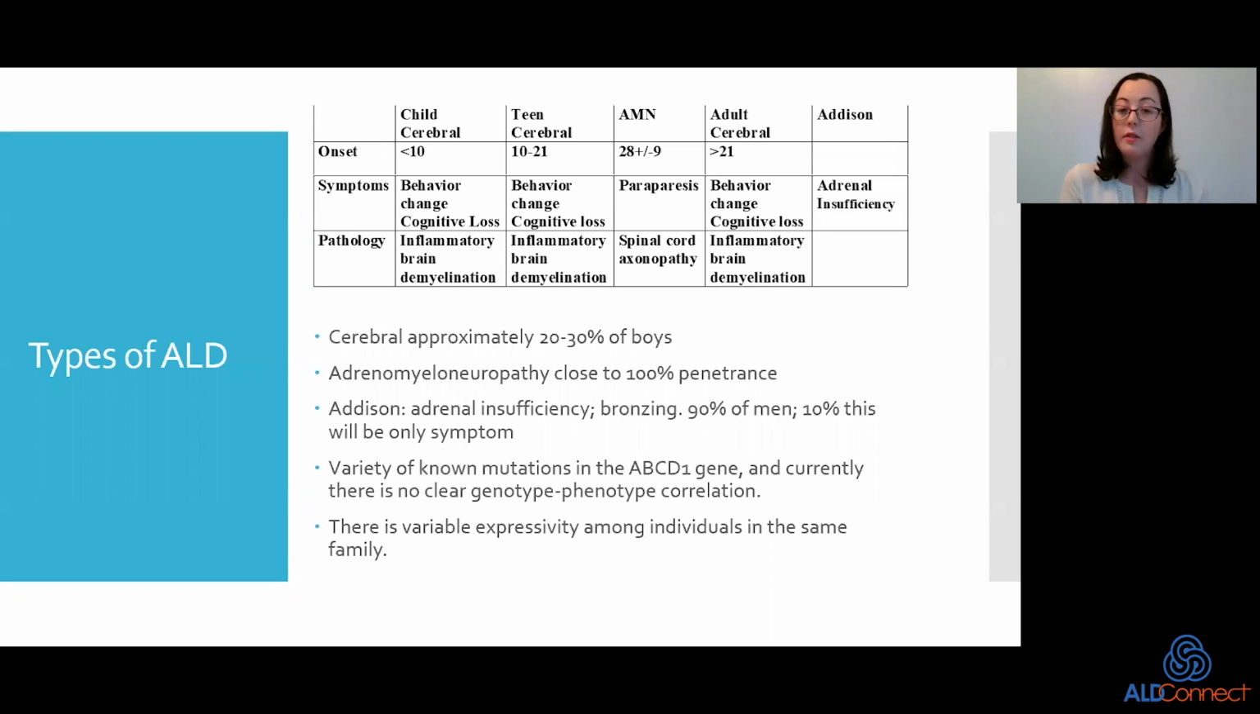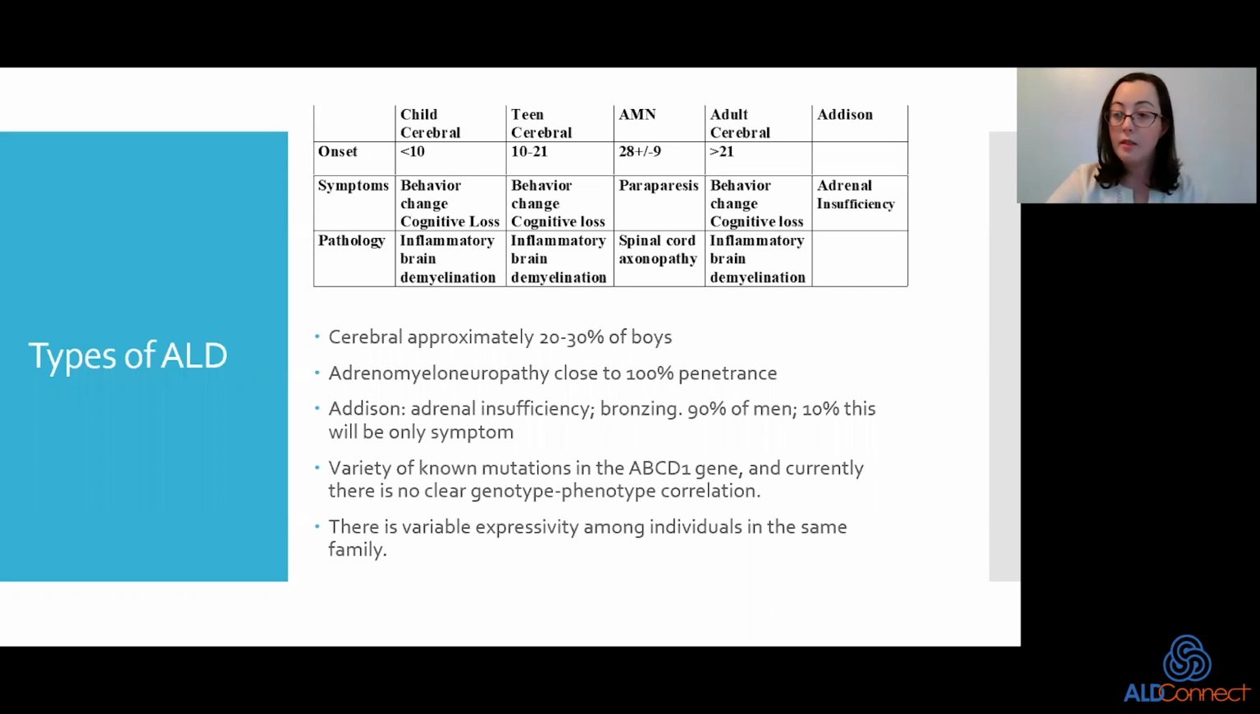Currently, we do know that there's a variety of mutations in the ABCD1 gene that cause ALD. A lot of these mutations are unique to individual families. However, there's no clear genotype to phenotype correlation. What that means is, based on the type of mutation in the gene, we're not effectively able to predict the presentation of the condition or how severe it's going to be.